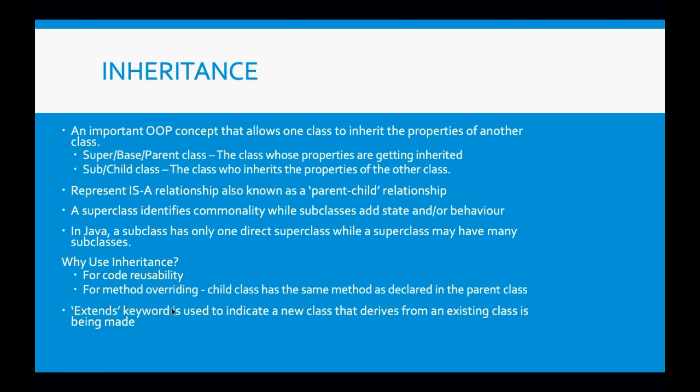So why do we use inheritance? We use inheritance for code reusability. We don't want to be duplicating code all the time, so we can put some common code together in one class, and from there we can get the properties in child classes. We also use inheritance for method overriding, which is when the child class has the same method declared in the parent class, but the implementation can change. This will be discussed later on in the class.